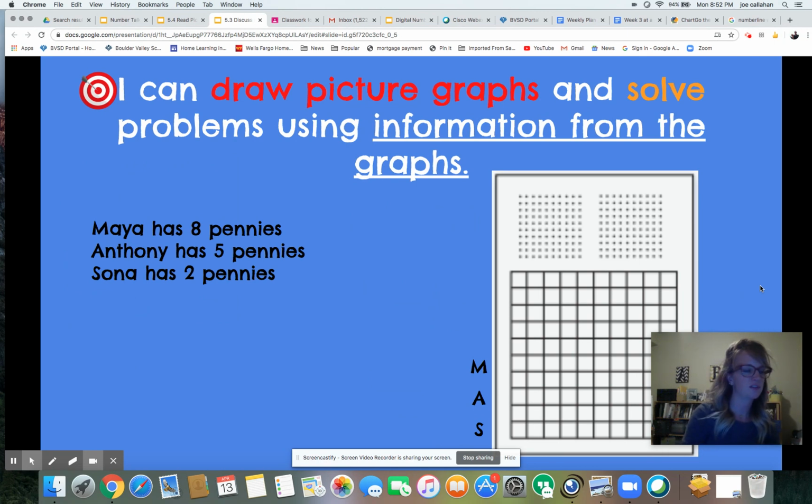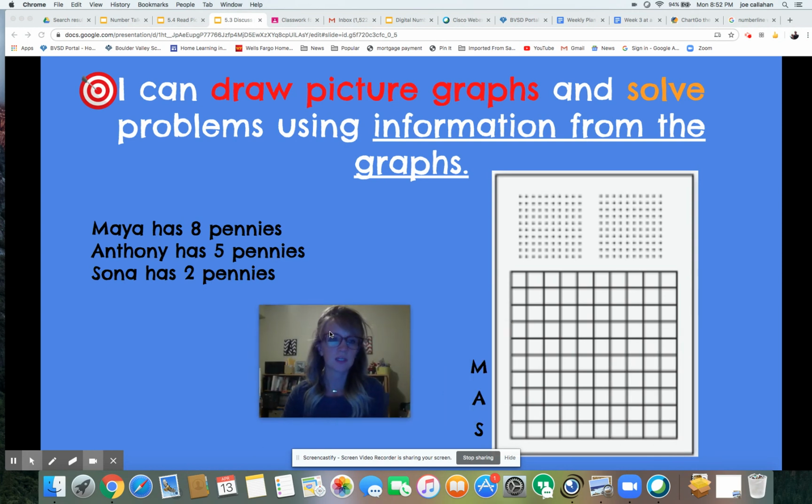So I have this information. These are 3 students that I used to teach, and they all brought a pocket of pennies to school when we were learning about money. Maya brought 8 pennies, Anthony brought 5 pennies, and Sonia had 2 pennies. So if I were to show that information just using a dot for my symbol, I could use pennies, I could use tally marks, I could use stars, but I'm just going to use a dot to represent pennies.